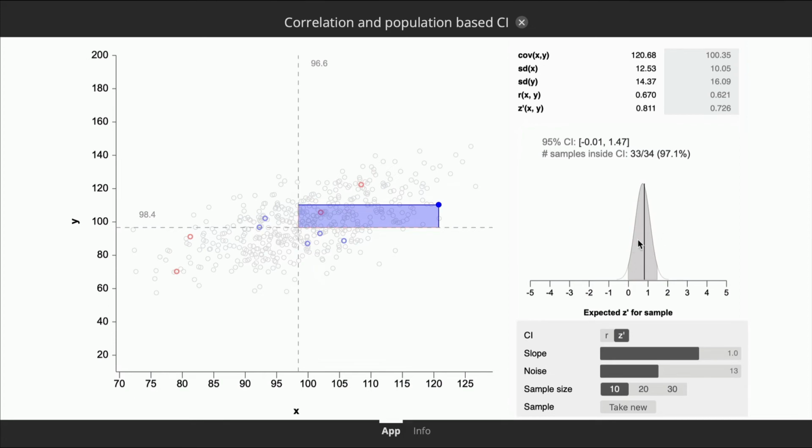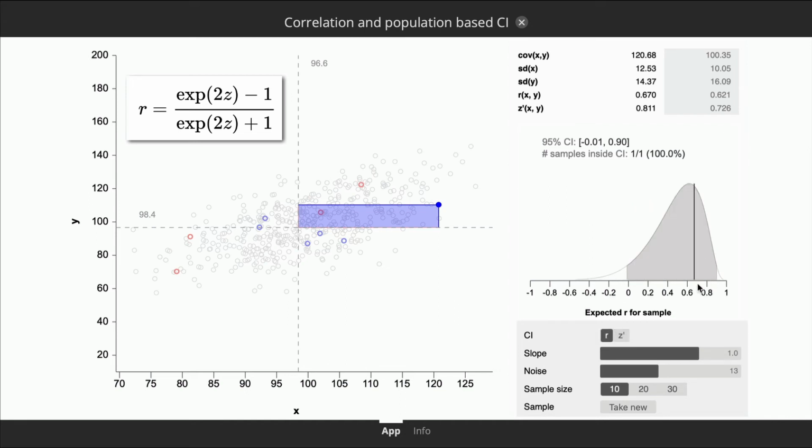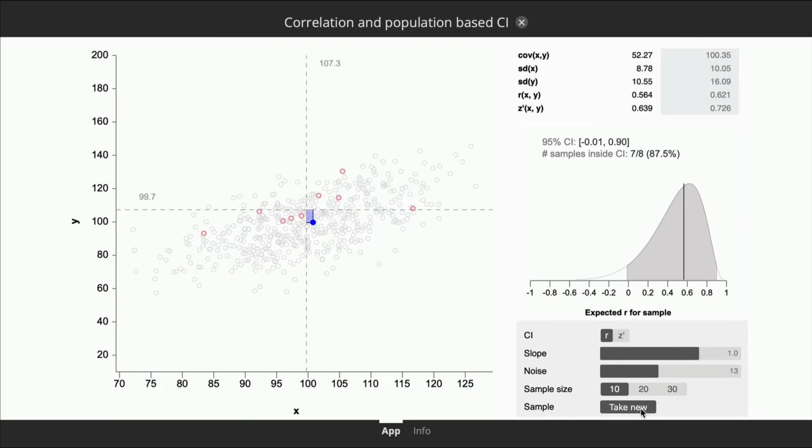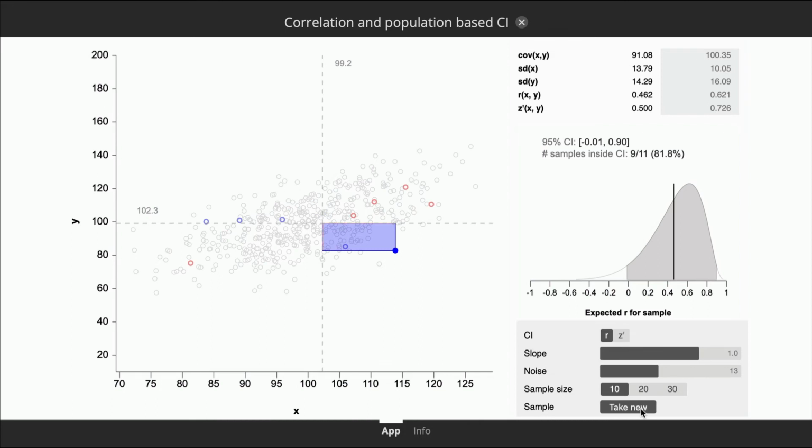And then what you can do, you can actually use the inverse transformation, which is shown here, to compute the correlation, right? So you can see that if we know the normal distribution for Z prime, we can compute the distribution for the correlation, which looks like this. And then you can see that again, most of the time, the correlation of my sample will be inside, right? So sometimes it's outside. For example, in this case, you can see that the correlation will vary between a small negative number, you can see this one, to 0.9.